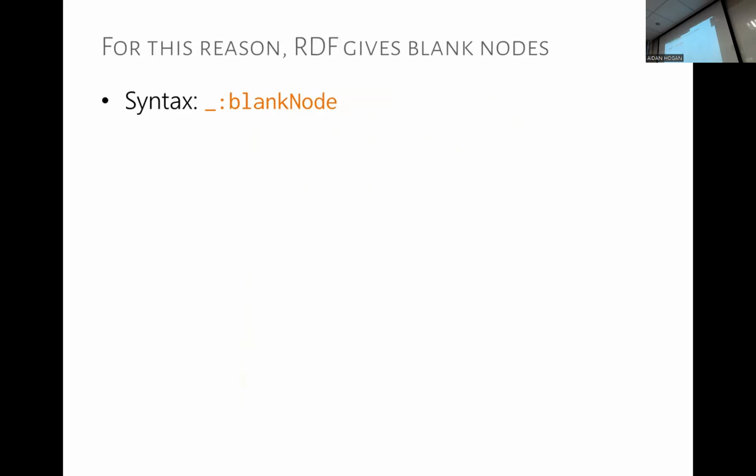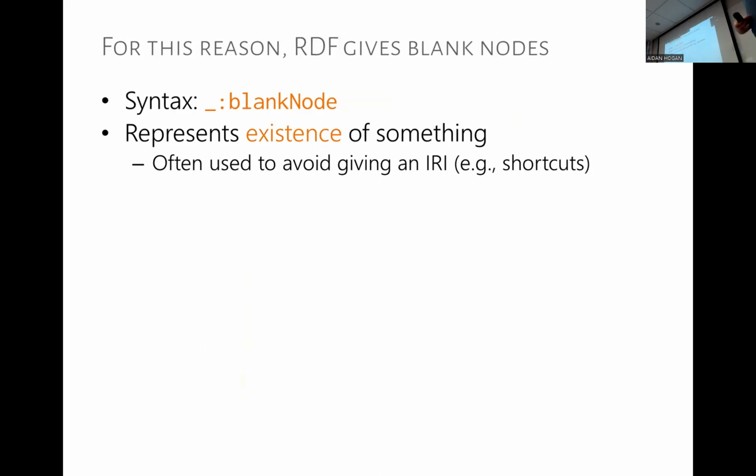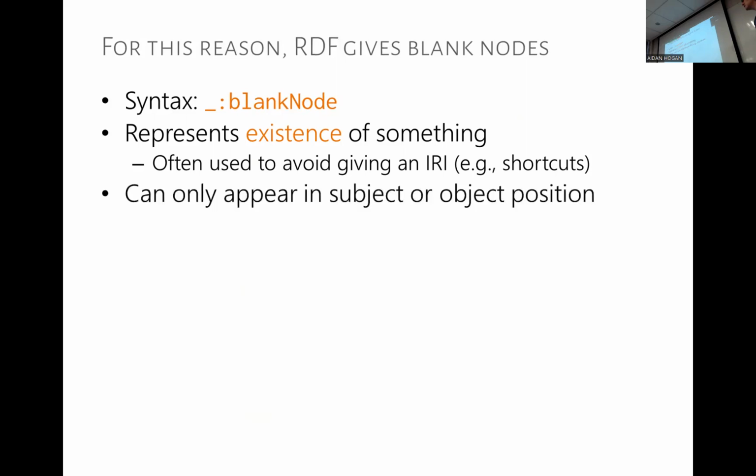So for this reason, RDF gives us a third and final type of term that we can use in our graph called blank nodes. Essentially the syntax is like this, where we have an underscore, which represents a sort of blank prefix, and then a label for the blank. It represents the existence of something. So if you did first order logic some time ago, you might have heard of existential variables, the backwards E. So this is somehow the semantics of these blank nodes. Yeah? So they represent that something exists. And they're often used to avoid giving an IRI or a web identifier to something because it's just not really important, or we don't want to do that.